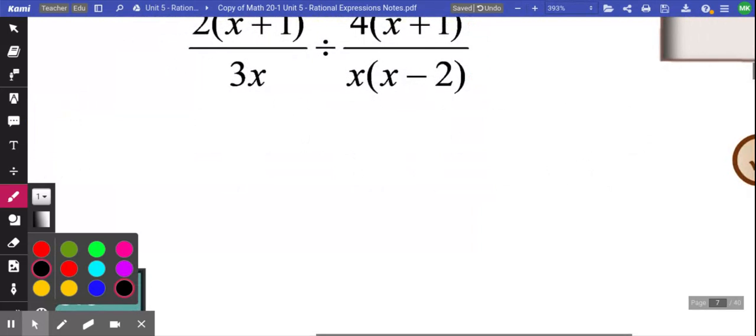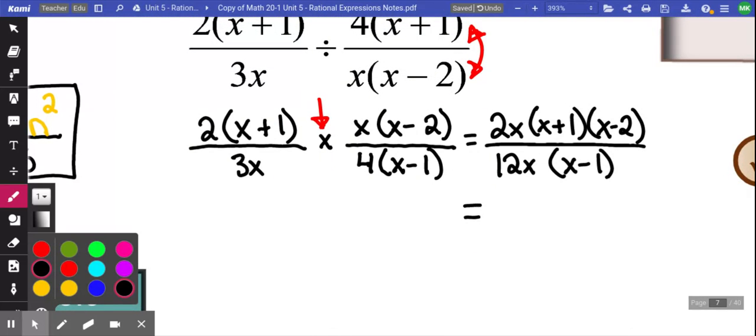Cool. Simplify this. So now it's one fraction. We can look at these monomials. The x's will cancel. 2 divided by 12 will become 1 on the top and 6 on the bottom.